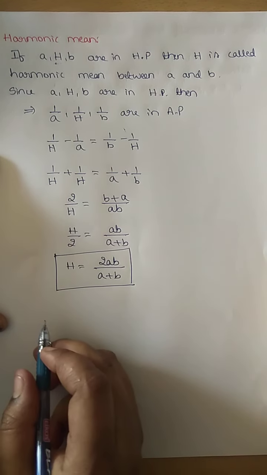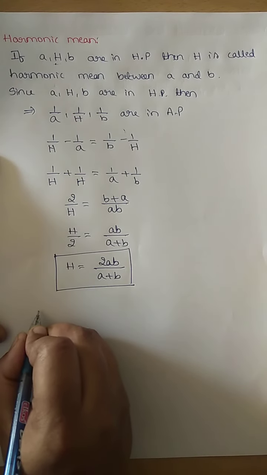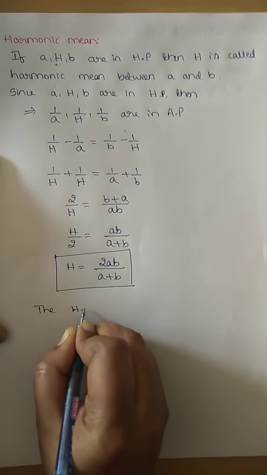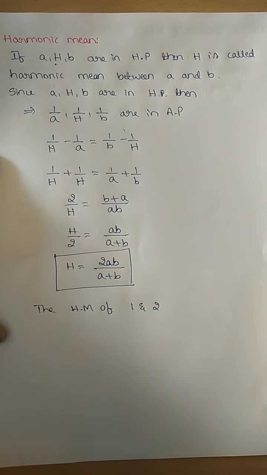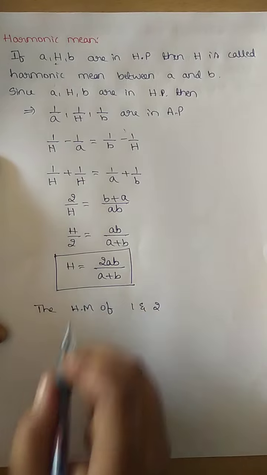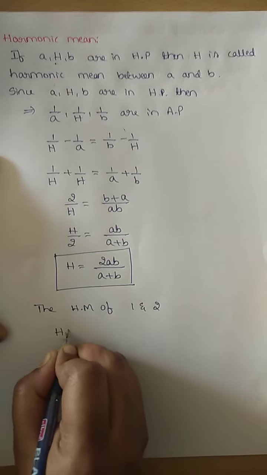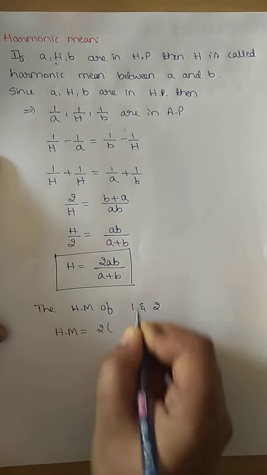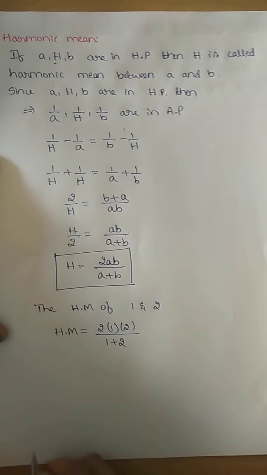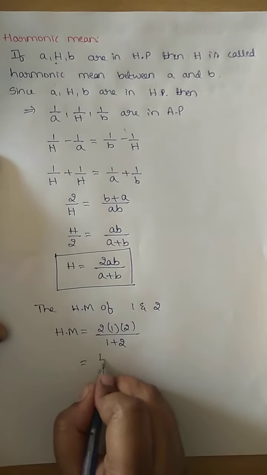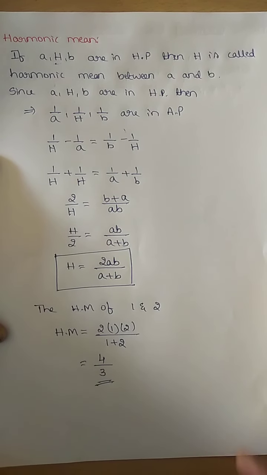Suppose we consider two numbers 1 and 2. How to find the harmonic mean of 1 and 2? The formula is H equal to 2AB by A plus B. Therefore, harmonic mean equal to 2, A value is 1, B value is 2, divided by A plus B, that is 1 plus 2. 2 into 2, 4, divided by 1 plus 2, 3. Therefore, the harmonic mean is 4 by 3.